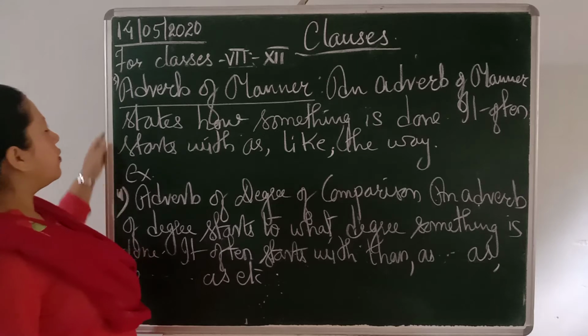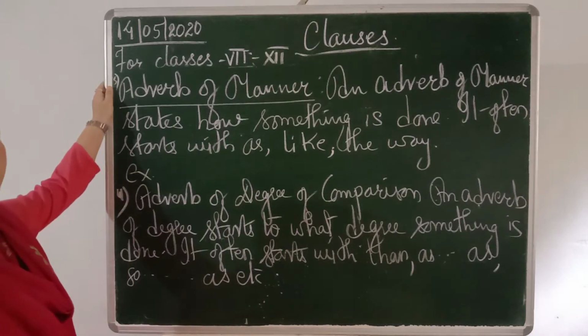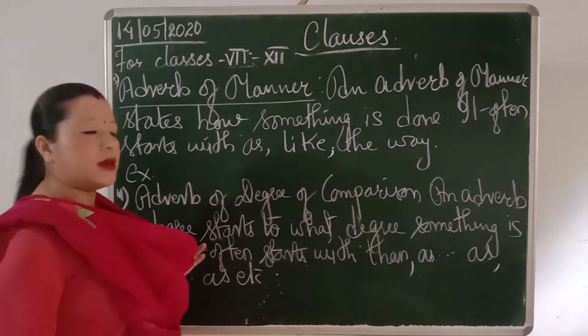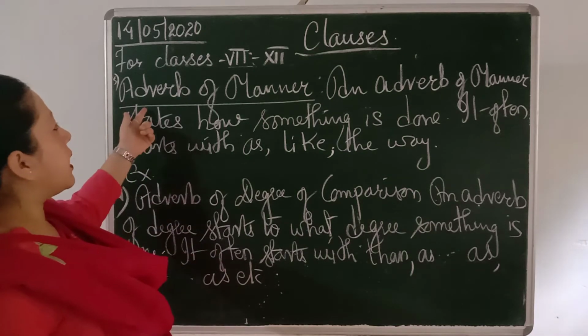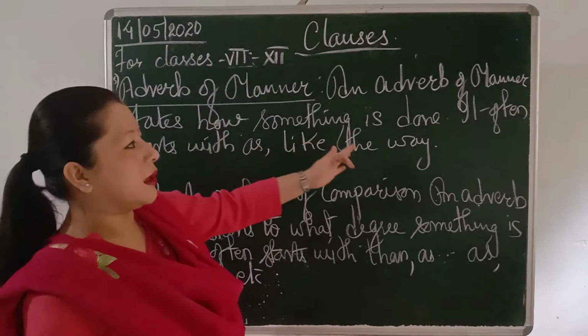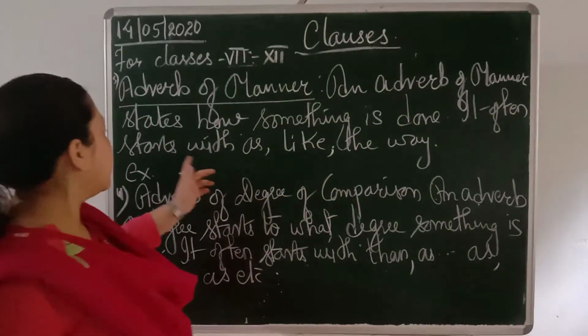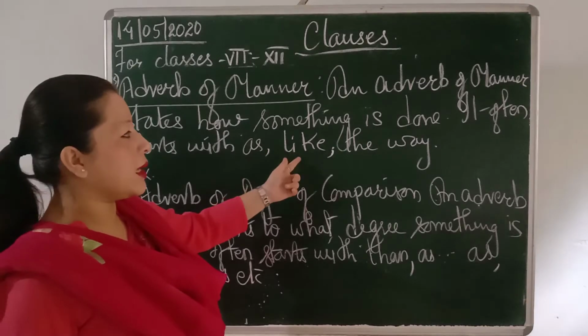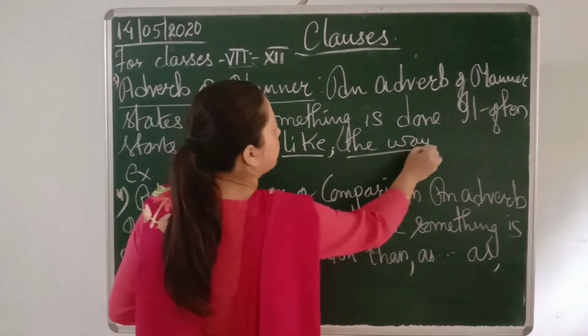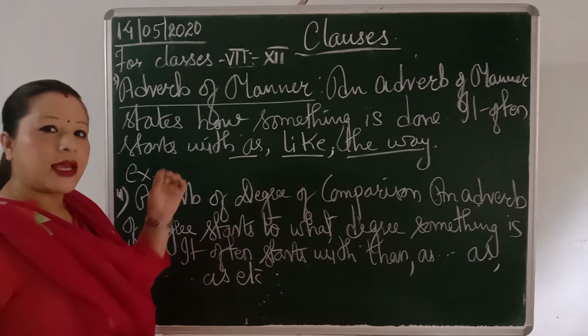Okay. So, now number 3, we studied about an adverb of time, adverb of place, adverb of manner. Now we will start adverb of manner. An adverb of manner states how something is done. It often starts with as, like, the way. These are the words with the help of which you can start writing a sentence.